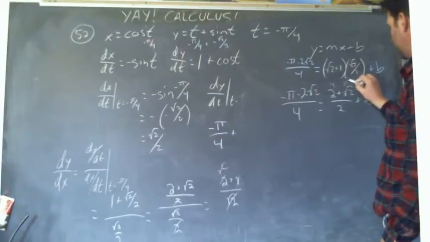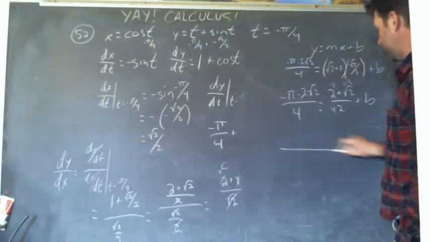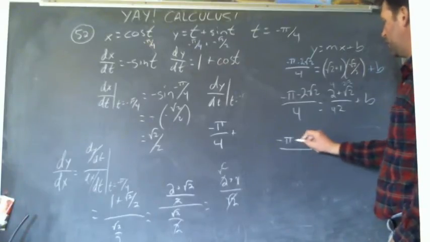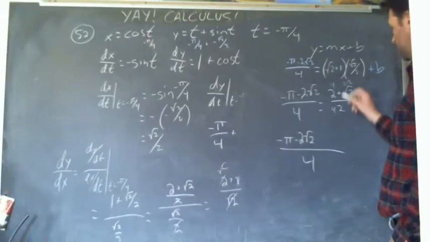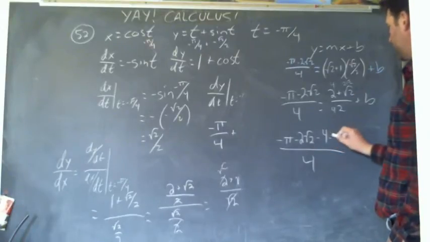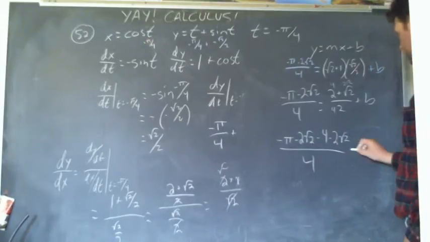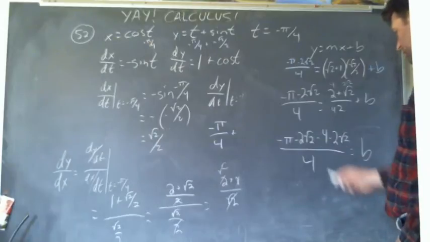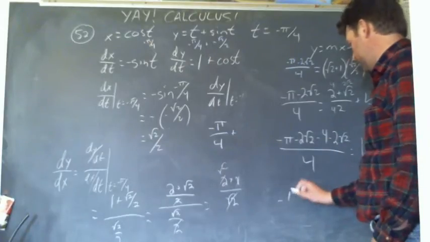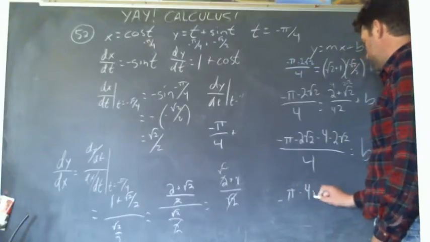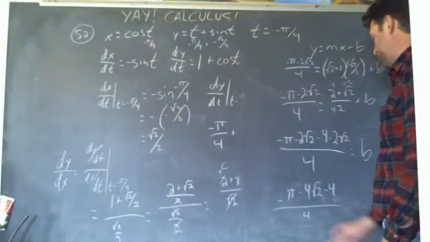That's going to be 2 radical 2. That'll be 4, multiplying top and bottom by 2. So we'll wind up with minus pi minus 2 radical 2 all over 4. That's the first one. Subtracting this off, it's going to be minus 4 minus 2 radical 2 all over 4 still. b. Yes, this b. Minus pi minus 4 radical 2 minus 4 all over 4.